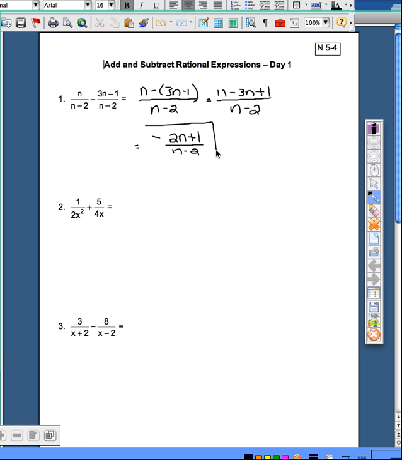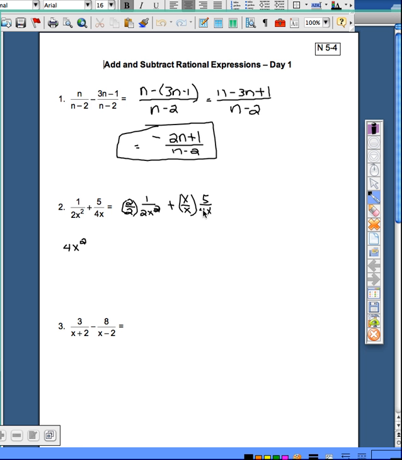Okay. That one was pretty straightforward. In this one, we're going to have to get a common denominator. Our common denominator is going to be 4x squared. And so to get that, we're going to have to multiply this fraction by 2 over 2 and this one by x. So I'm going to show what we do. Multiply this by 2 over 2. That's the same as multiplying by 1, so we don't change anything. And that's a squared. And we multiply this one by x over x.